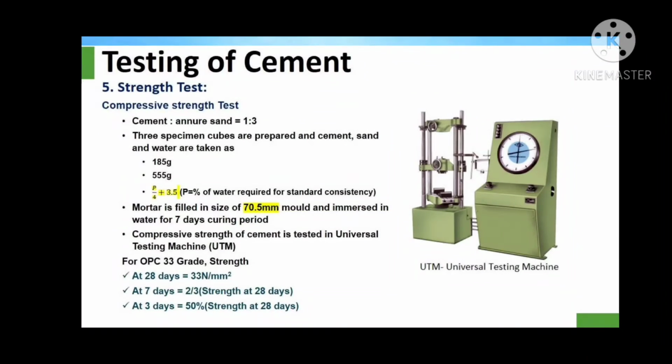Compressive strength of cement is tested in a universal testing machine. For OPC, 33 grade: strength at 28 days is 33 Newton per mm square, at 7 days it is 23 Newton per mm square, and at 3 days it is 50% of the strength at 28 days.